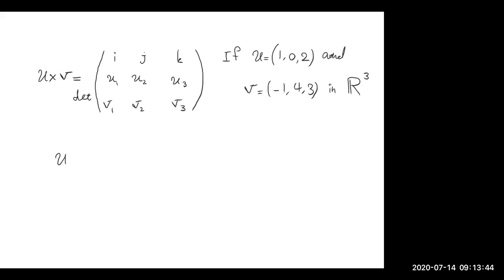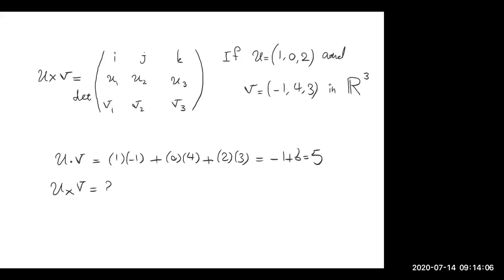What is the inner product of U and V? Well, it's 1 times -1 plus 0 times 4 plus 2 times 3, which is -1 plus 6 equals 5. What is the cross product of U and V?